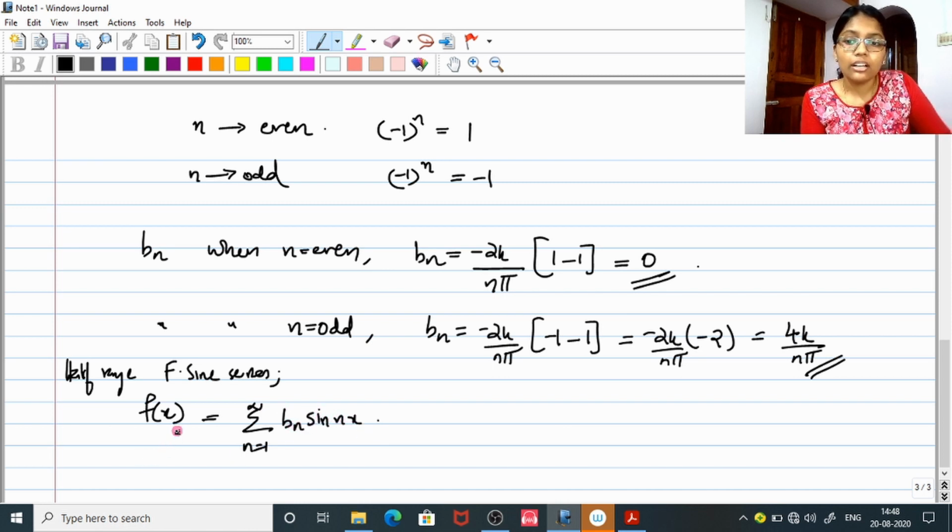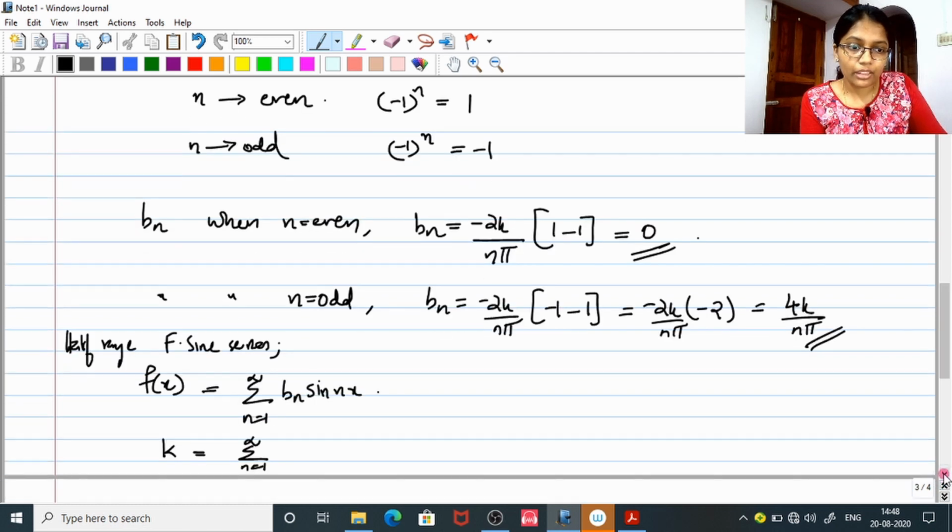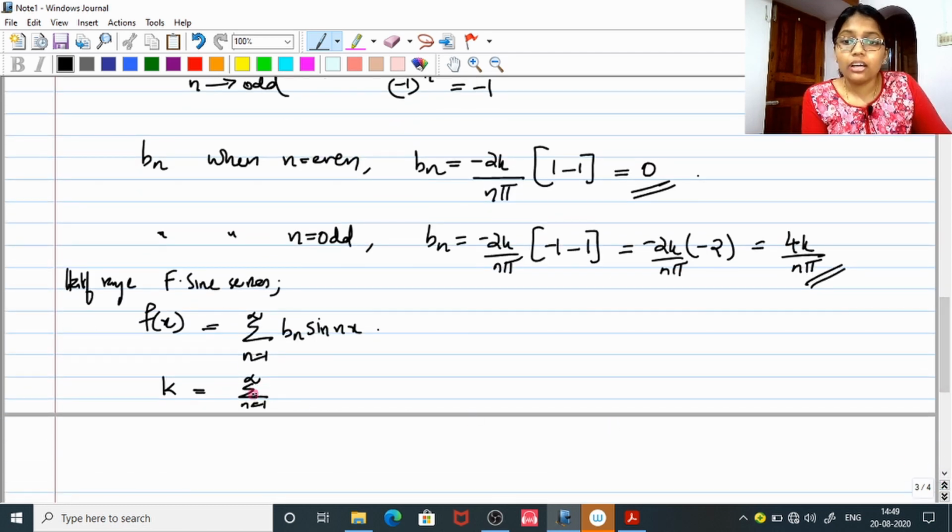Is that fine? And what is your f of x? It's simply k, isn't it? So k is equal to sigma n equal to 1 to infinity, Bn value is 4k divided by n pi sin nx.